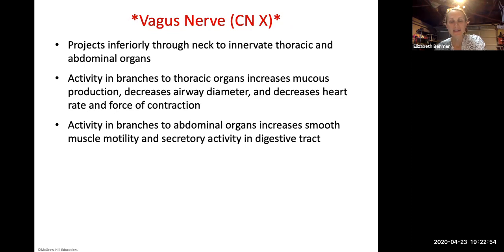And then the vagus nerve, this activity branches to some of the thoracic organs in your thorax to increase mucus production, decrease airway diameter in your lungs, and decrease your heart rate. So the vagus nerve helps to decrease airway diameter. Why does that make sense, that your airways in your lungs would decrease when you're resting and digesting? Does anyone have any ideas?